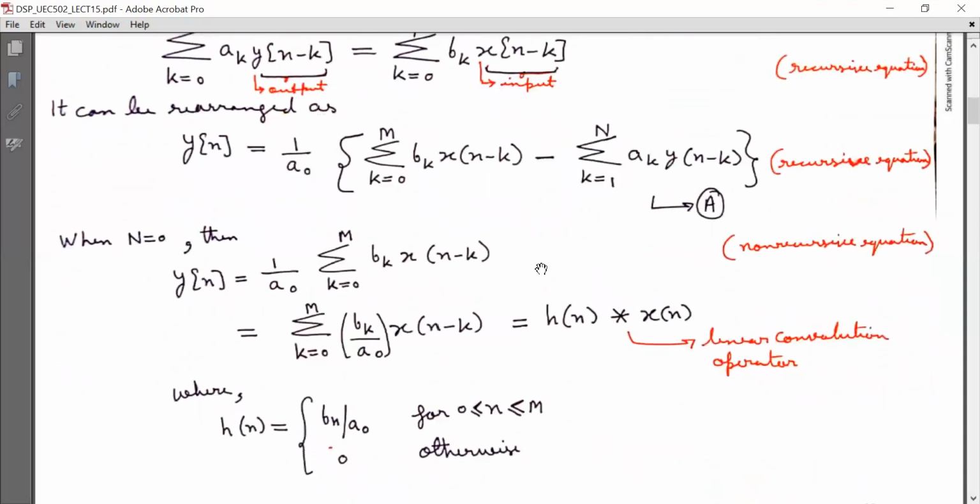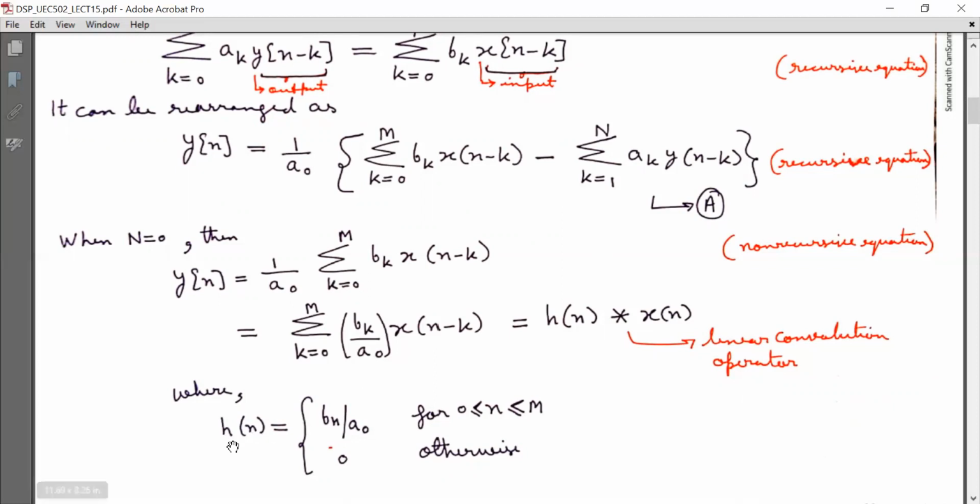Now we consider that when N is equal to 0, then in this equation, this term becomes 0, and y[n] is equal to 1 by a naught summation k running from 0 to capital M b_k x[n minus k], and this is a non-recursive equation. Now I can redefine it as summation k running from 0 to M b_k by a naught x[n minus k].